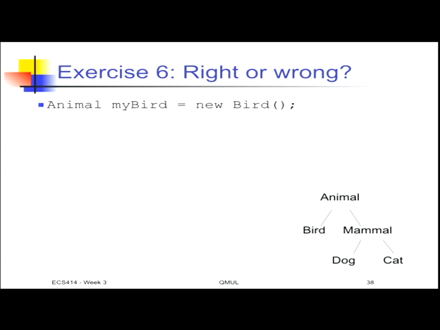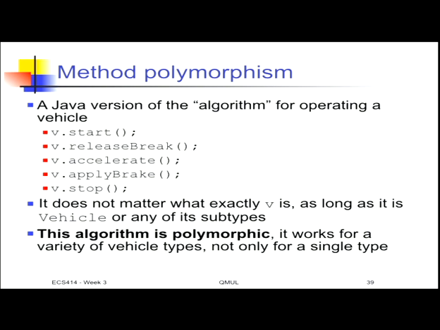So what we can do here, we can say v start. Suppose that we have a method starting vehicle: v release brake, v accelerate, v apply brake, v stop. It doesn't matter what v is, whether v refers to an instance of car or bicycle, as long as it is the correct type vehicle, and as long as these methods are declared in vehicle, that is fine. Yeah? So this algorithm, this sequence of steps, is polymorphic.